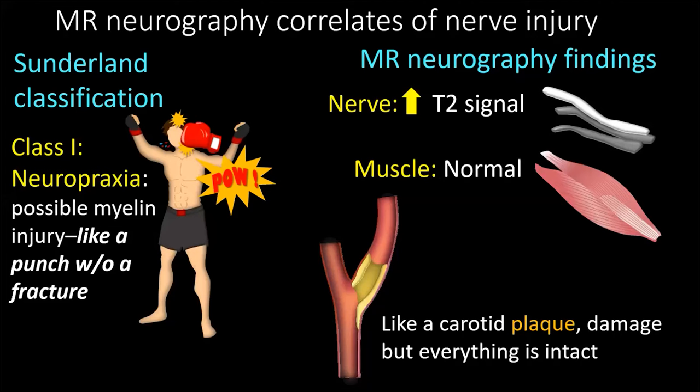So in terms of the analogy with vessels, it's kind of like a carotid plaque, right? There's damage to the endothelium, right? That's how we got the carotid plaque, but everything else is intact. There's still plenty of flow. Everything looks good. So the nerve can show increased T2 signal from edema, like being bruised, but there's no effect on the end organ, the muscle, because we still have plenty of the equivalent of flow, right? It's just a nerve bruise.